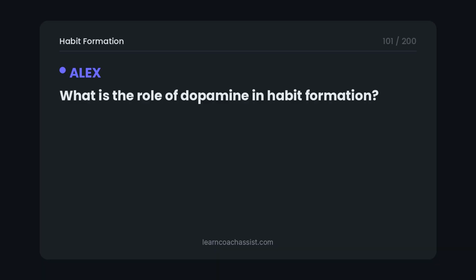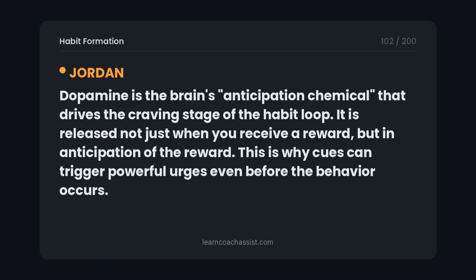What is the role of dopamine in habit formation? Dopamine is the brain's anticipation chemical that drives the craving stage of the habit loop. It is released not just when you receive a reward, but in anticipation of the reward. This is why cues can trigger powerful urges even before the behavior occurs.